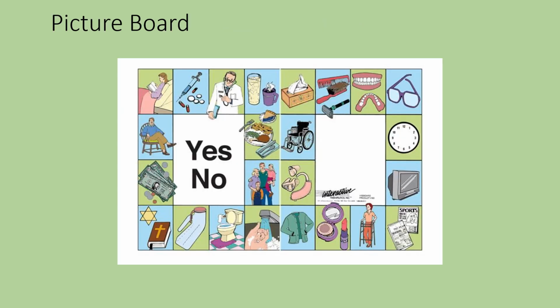And this is an example of a picture board that you can use for communication. The patient can point out what they want. If they can't verbally speak or articulate words, they can point to the pictures and identify the things that they need. So if they need to go to the bathroom, they can point to the toilet, or if they need a urinal, to the urinal.